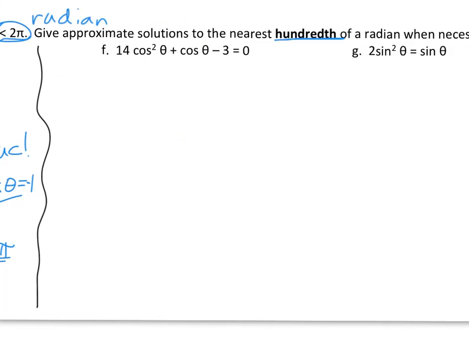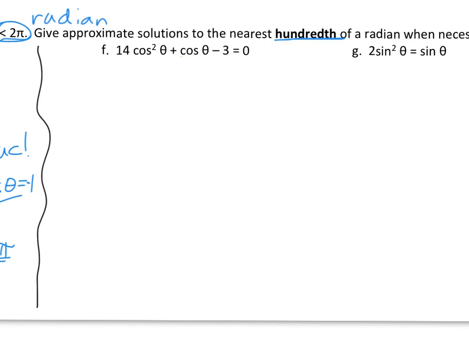Notice our second example, letter F. 14 cosine squared theta plus cosine theta minus 3 equals 0. In this example, we have our quadratic and our linear term. So this is going to be like option 2 up above. We have to set it equal to 0 and factor. Notice it's already set equal to 0 for us, so we're ready for that factor step.